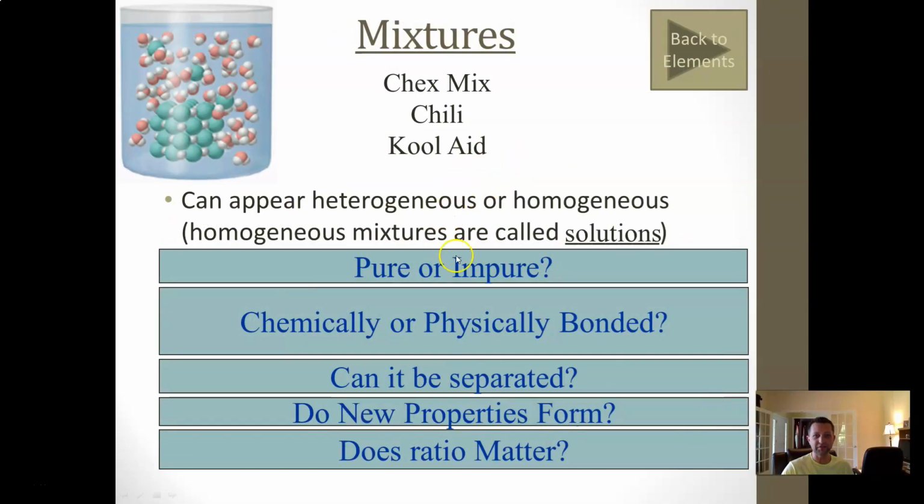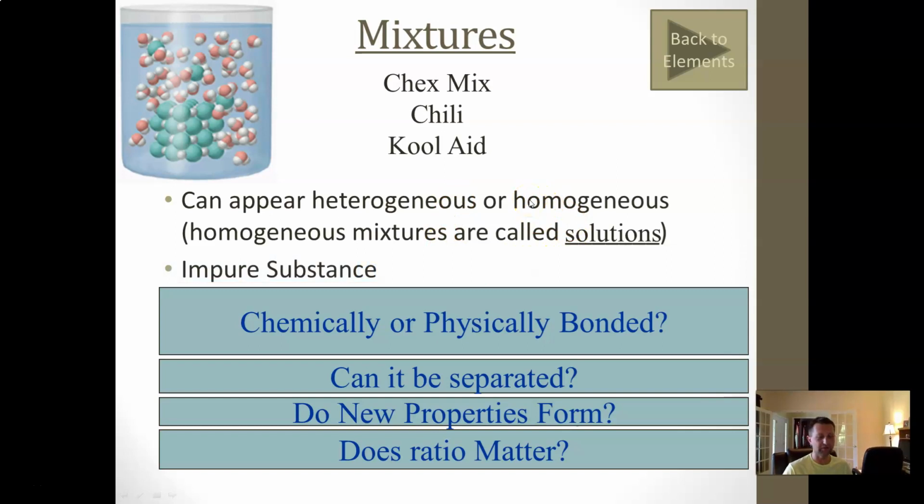So mixtures are going to be impure. All of them are. Whether they're homogeneous or heterogeneous mixtures, they're all going to be impure substances. There's no definite set of chemical properties for chili. There's a million different recipes for chili, right? There's different flavors of Kool-Aid. Chex Mix, there's the best kind, which is the cheddar kind, and there's all sorts of other flavors of Chex Mix.